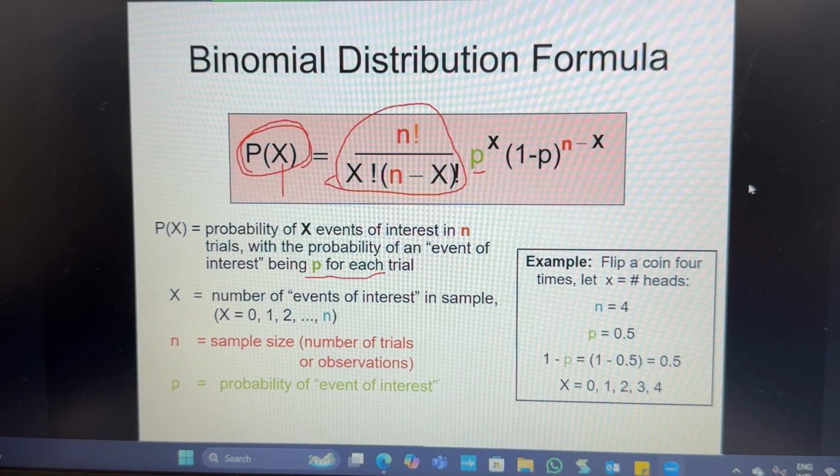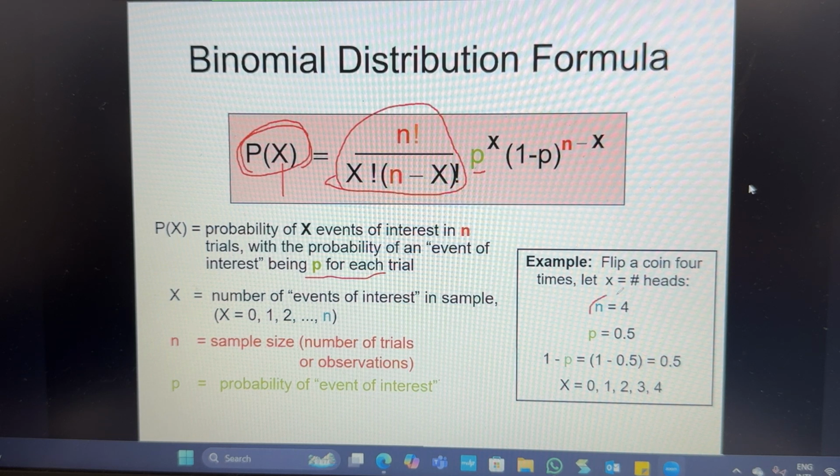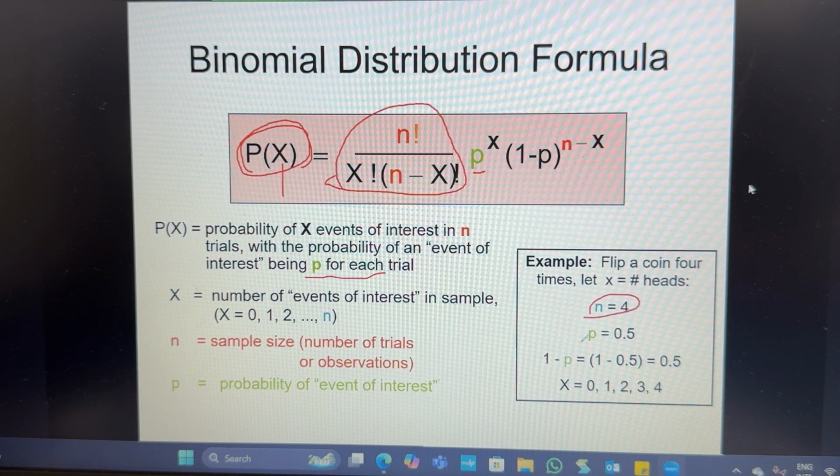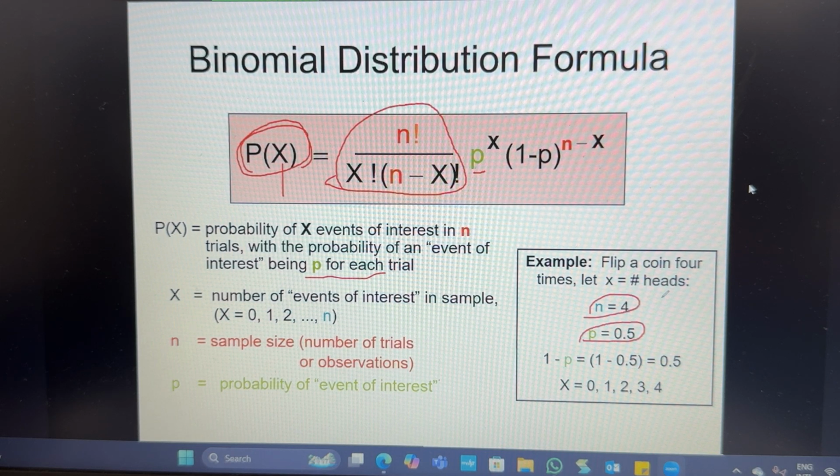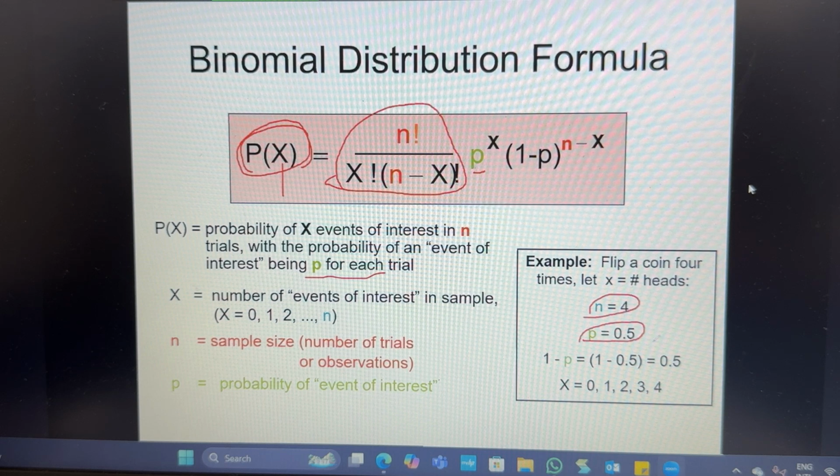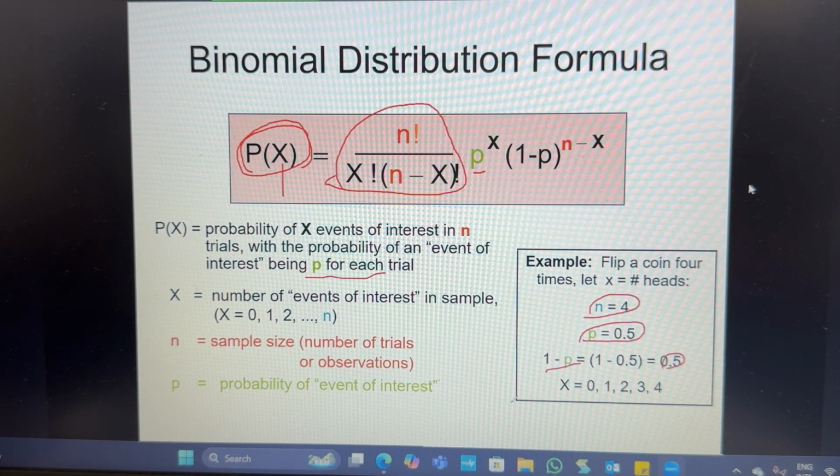As an example, when you flip a coin 4 times, n becomes 4. p becomes 0.5. Why 0.5? When you flip a coin, you may get either head or tail, right? So it's 0.5. And what is 1 minus p? The balance, 0.5.